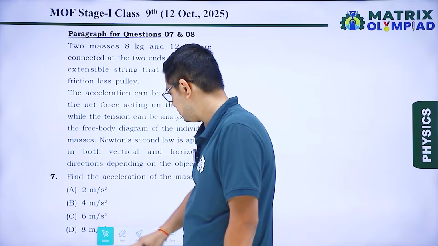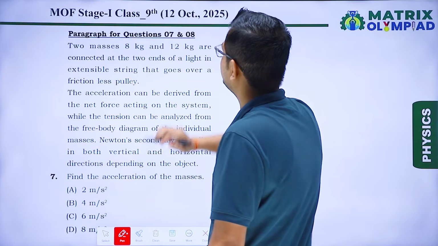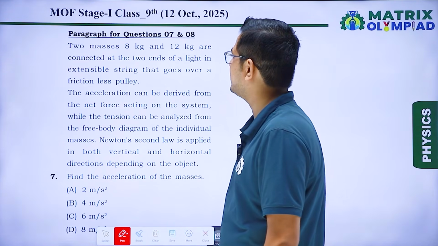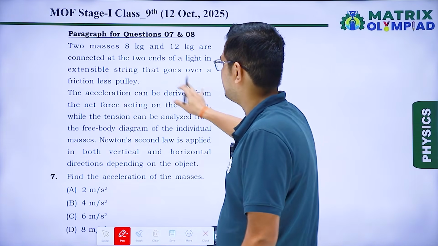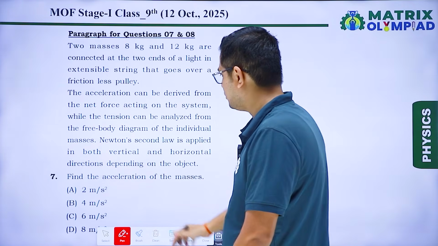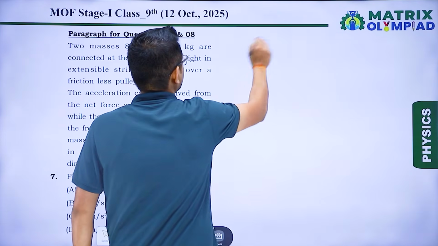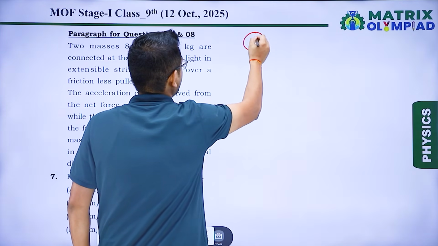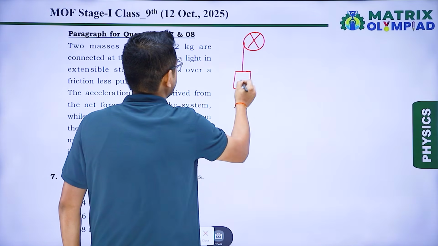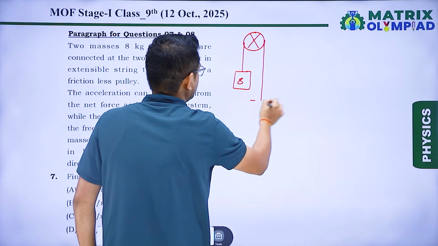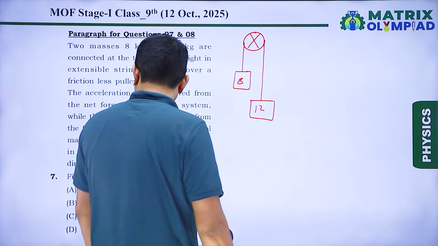Question number 7, based on a paragraph. Two masses, 8 kg and 12 kg, are connected at two ends of a light inextensible string that goes over a frictionless pulley, and some related information is given here. In the question it is asked to find the acceleration of the masses. First of all we will draw the diagram. Let's say this is the pulley, on this side the mass of 8 kg is hanging, and on this side the mass of 12 kg is hanging. We have to find the acceleration.